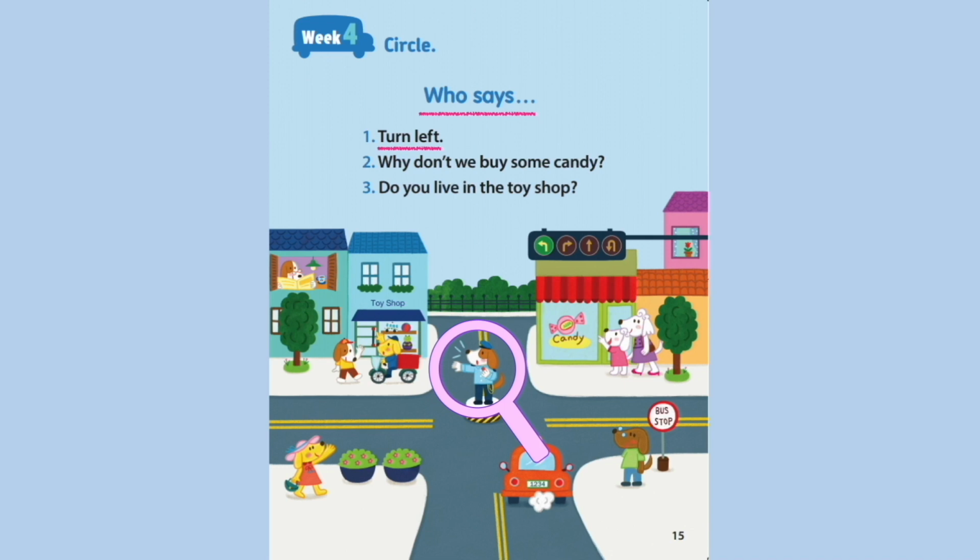Next. Number two. Why don't we buy some candy? Who says? Let's circle. Wonderful. Next. Number three. Whoa! Do you live in the toy shop? Who says? Excellent.